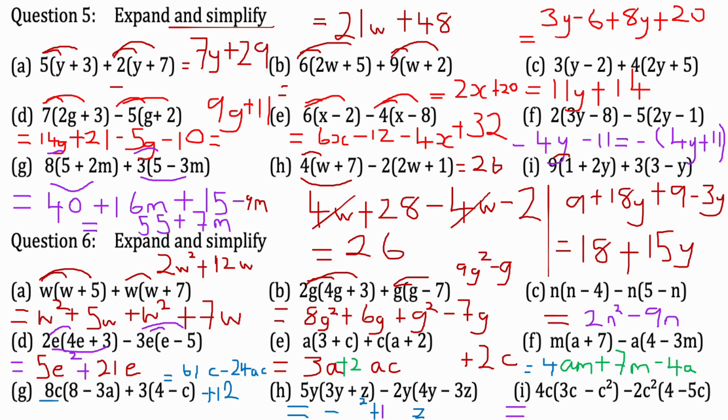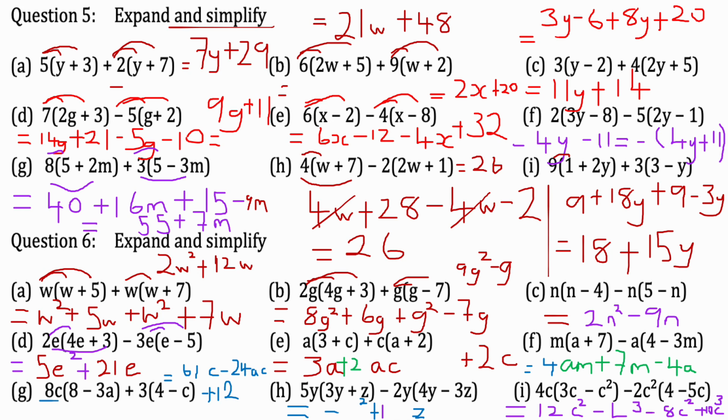So 4c times 3c becomes 12c squared. 4c times negative c squared goes to minus 4c cubed. Negative 2c squared times 4 becomes negative 8c squared. And then negative 2c squared times negative 5c becomes plus 10c cubed, because a negative times a negative becomes a positive.